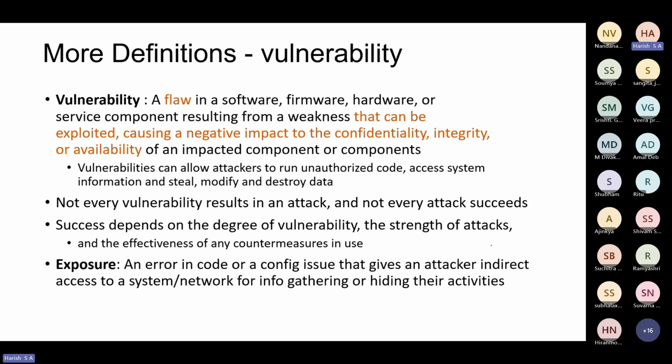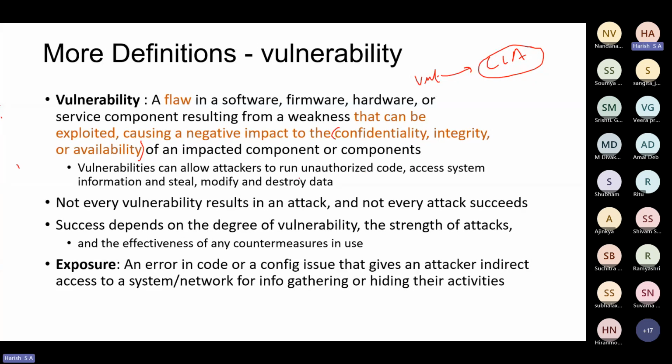So one thing to look at is what is a vulnerability. It is basically a flaw in software, firmware, or hardware, resulting from a weakness that can be exploited, causing a negative impact to the CIA triad. So a vulnerability impacts the CIA triad, correct? That's how the CIA triad is involved here. And just because something is vulnerable does not mean it results in an attack. There could be nobody exploiting it, but that vulnerability might remain.